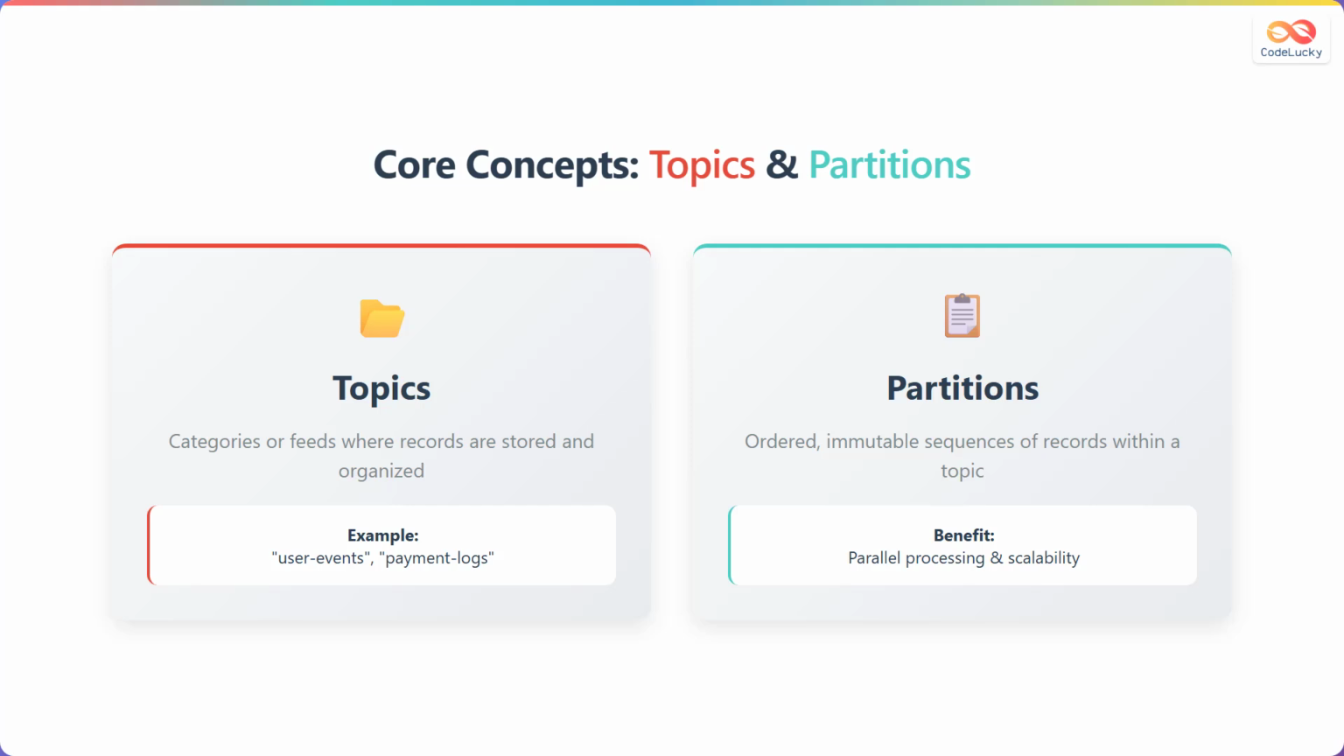Now let's dive into some core concepts of Kafka: topics and partitions. Think of topics as categories or feeds where records are stored and organized. For example, you might have a topic called User Events to track user activity, or Payment Logs for financial transactions. Within each topic, data is divided into partitions. Partitions are ordered, immutable sequences of records. This division allows for parallel processing and scalability, making Kafka incredibly efficient.